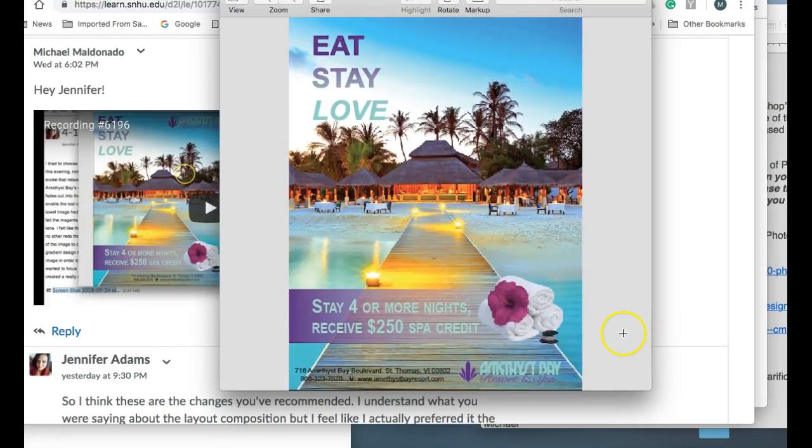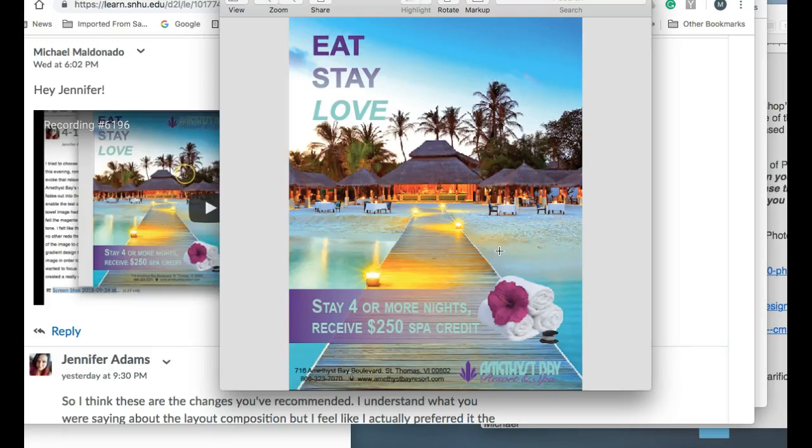So try that. And listen, if you like your original composition, stick with it. I mean, this is your work, right? So if you feel like it's more effective, then by all means do. I'm not going to look at this unfavorably because you decided to make a decision on your own. That's perfectly fine. That's part of design, right?